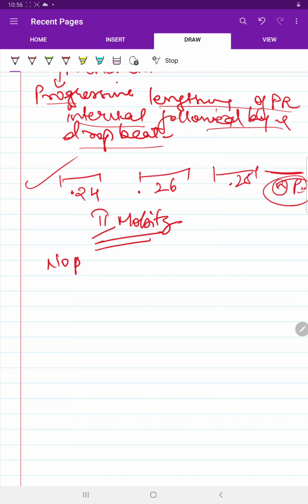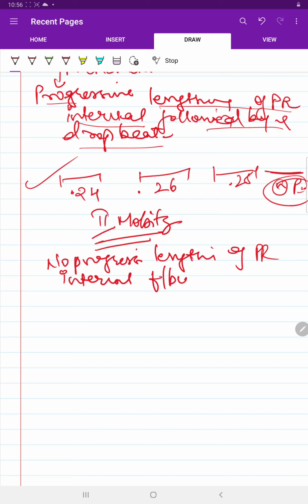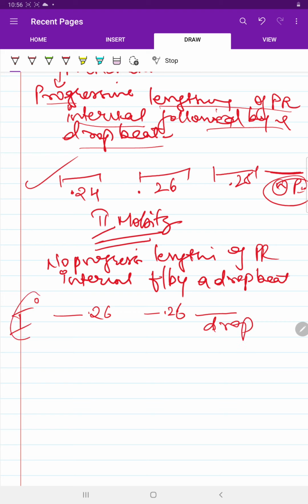No progressive lengthening of PR interval followed by a drop beat. Okay, understood? If you find something like 0.26 of PR interval, 0.26, and then you will find a drop beat. It's kind of like type 1, similar to first degree block.